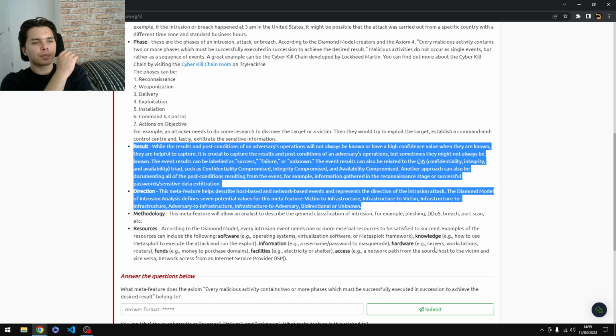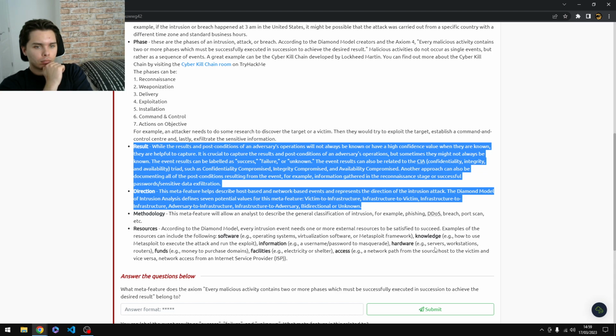Result: while the results and post conditions of an adversary's operations will not always be known or have a high confidence value, when they are known, they are helpful to capture. It is crucial to capture the results and post conditions of an adversary's operations, but sometimes they might not always be known. The event results can be labeled as success, failure, or unknown.